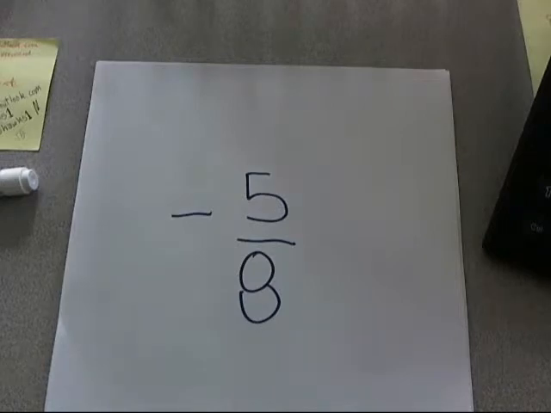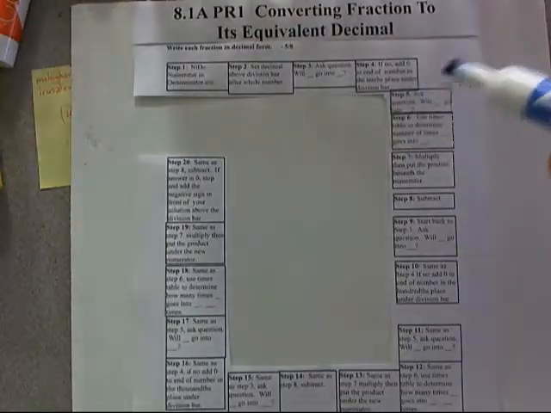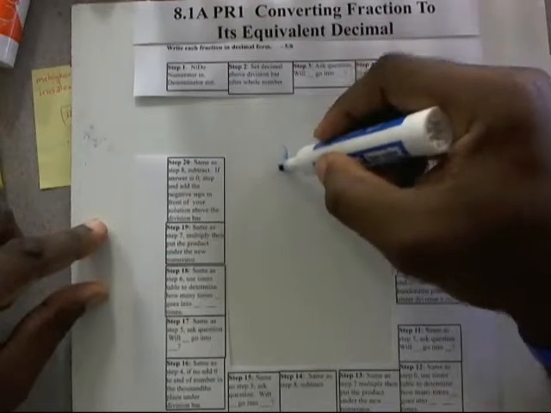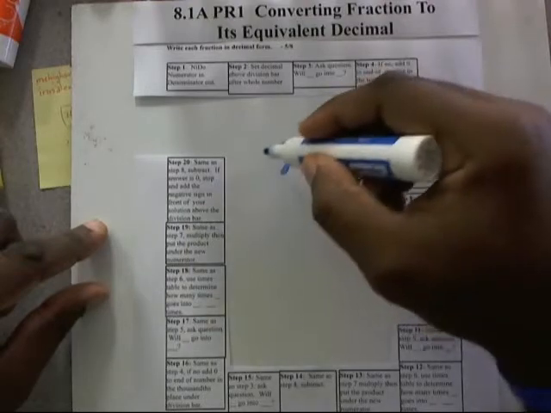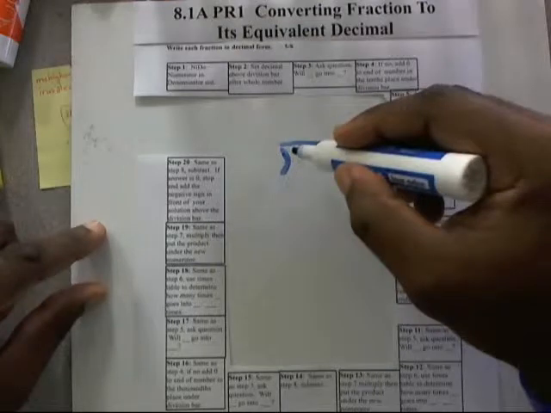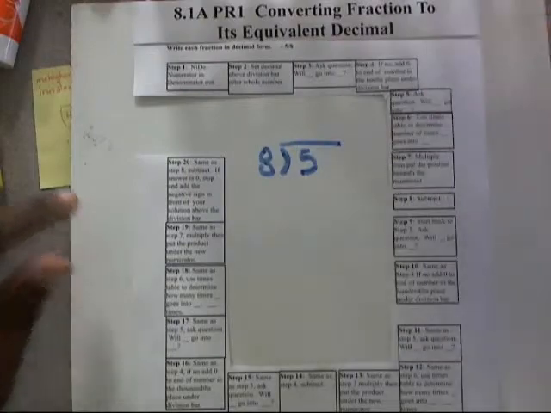Okay, we are going to convert this fraction -5/8 into its equivalent decimal form. Our first step is NITO, which means numerator in, denominator out. So we're going to go ahead and set that up. I'm going to create the division bar and the closed parentheses, and the top number is 5. 5 is going to go inside. 8 is outside. So that's NITO.